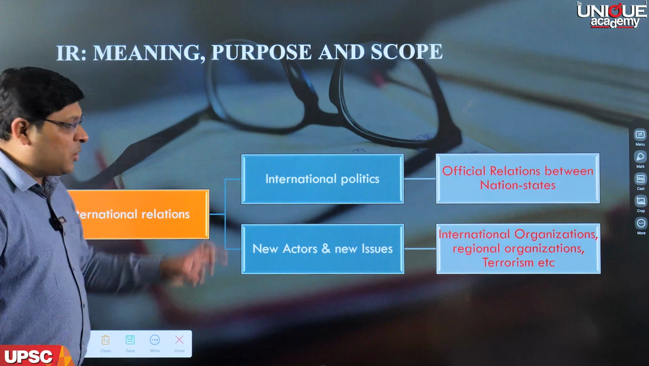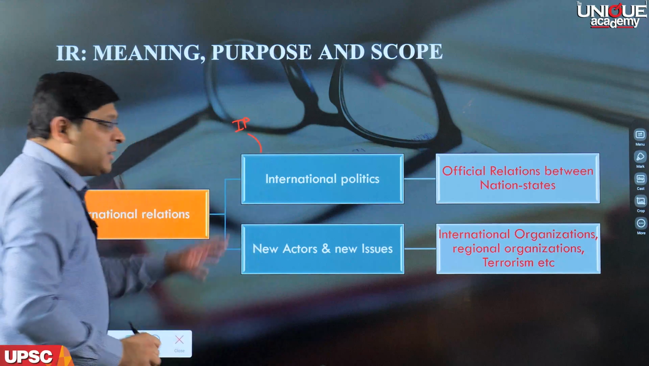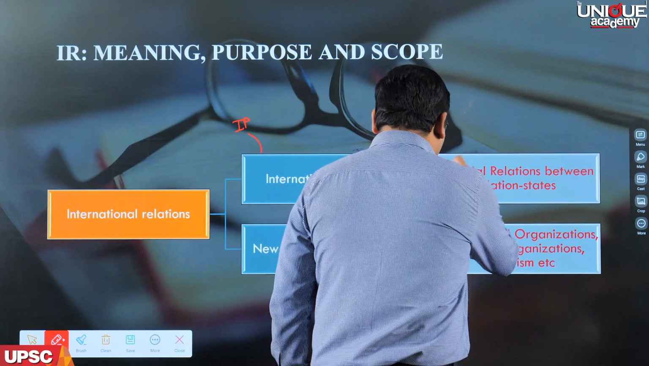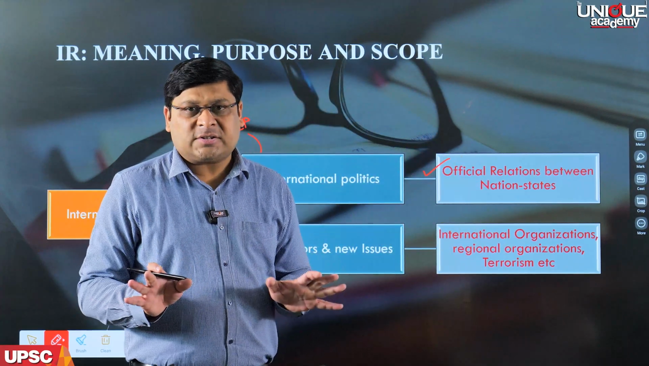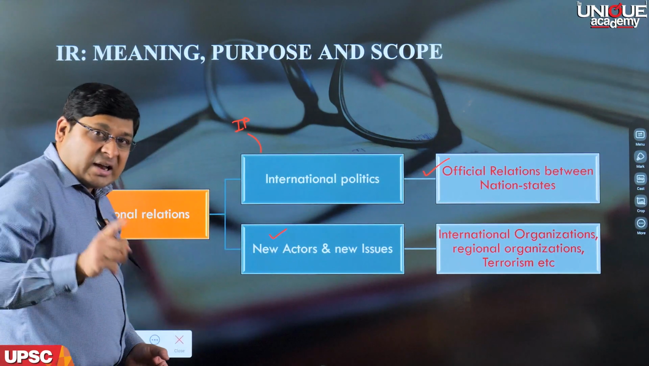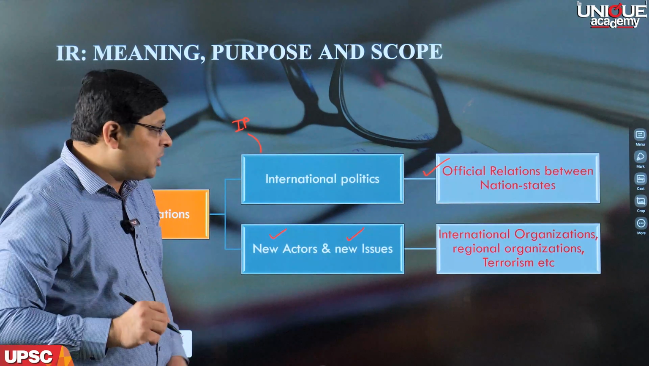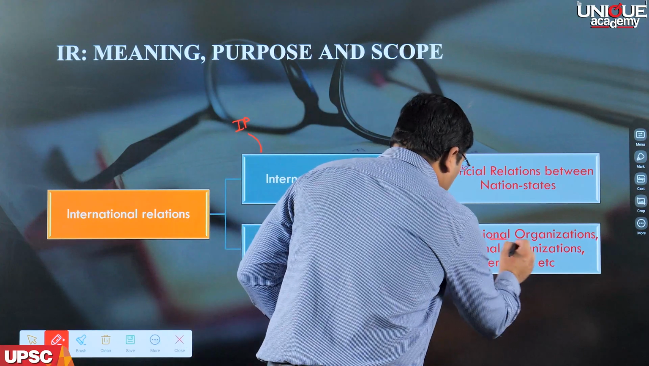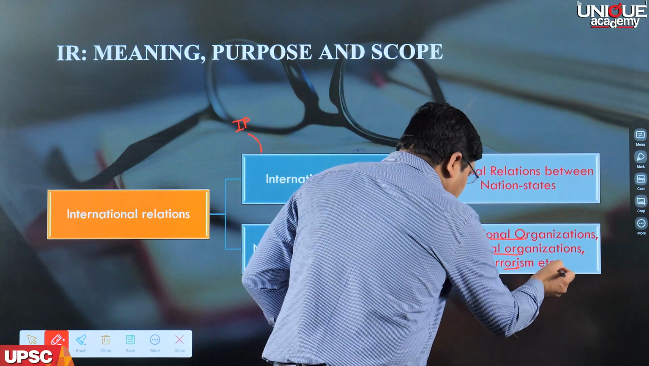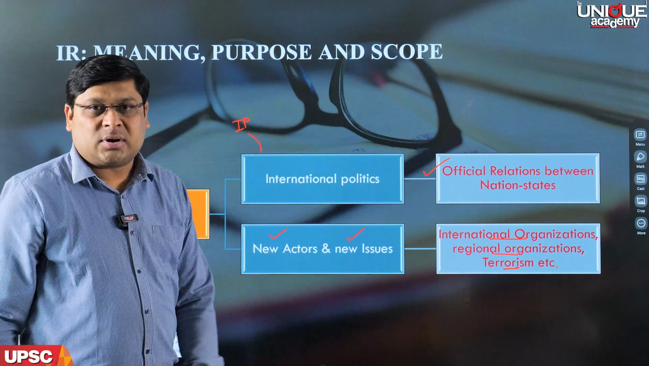International relations can be divided into two parts. Something called IP, international politics, which is a narrow subject matter in which we study official relations between nation states only. Then new actors came in, particularly in the second half of the 20th century. New issues arose in the second half of the 20th century, and then we include different international organizations, regional organizations, global issues like terrorism, etc. The list goes on. This is how we look at international relations.